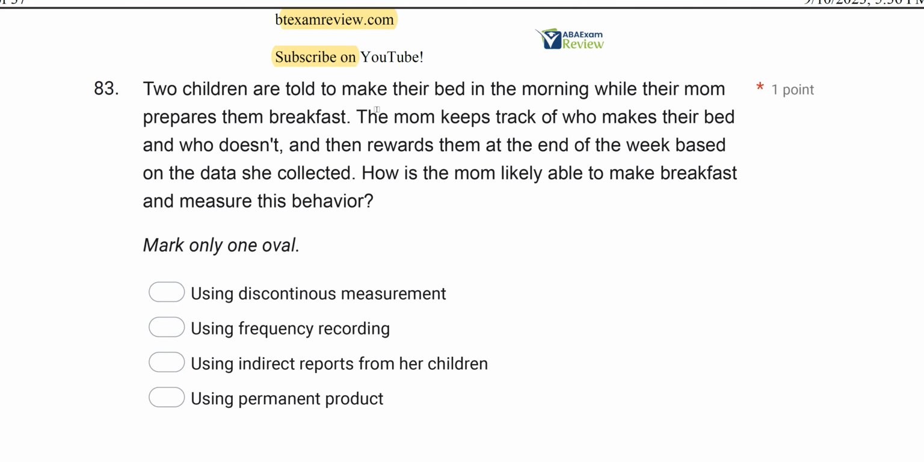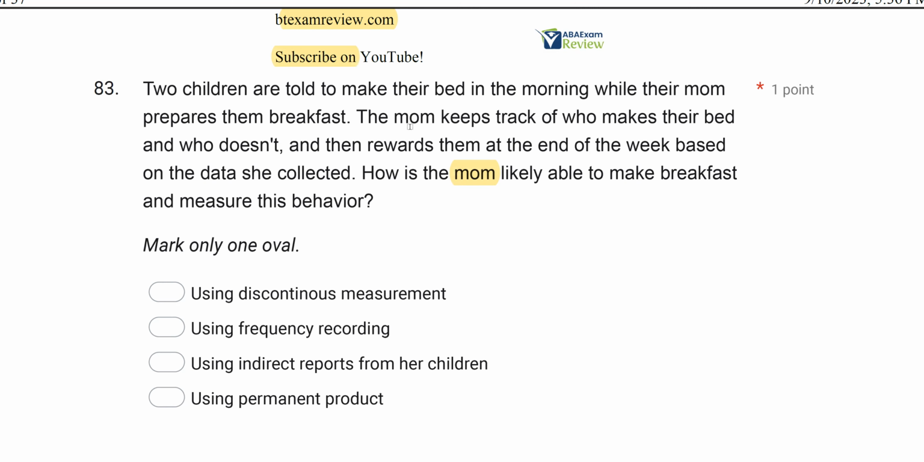Two children are told to make their bed in the morning while their mom prepares them breakfast. The mom keeps track of who makes their bed and who doesn't, and then rewards them at the end of the week based on the data she collected. How is the mom likely able to make breakfast and measure this behavior? We have a measurement question to start, and in this situation, we're looking at the mom measuring what exactly?